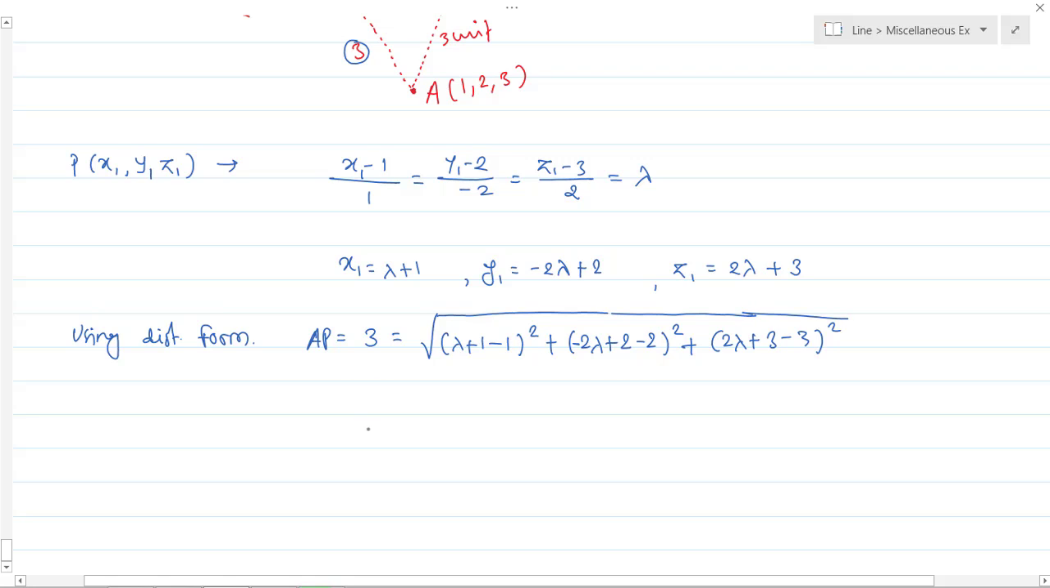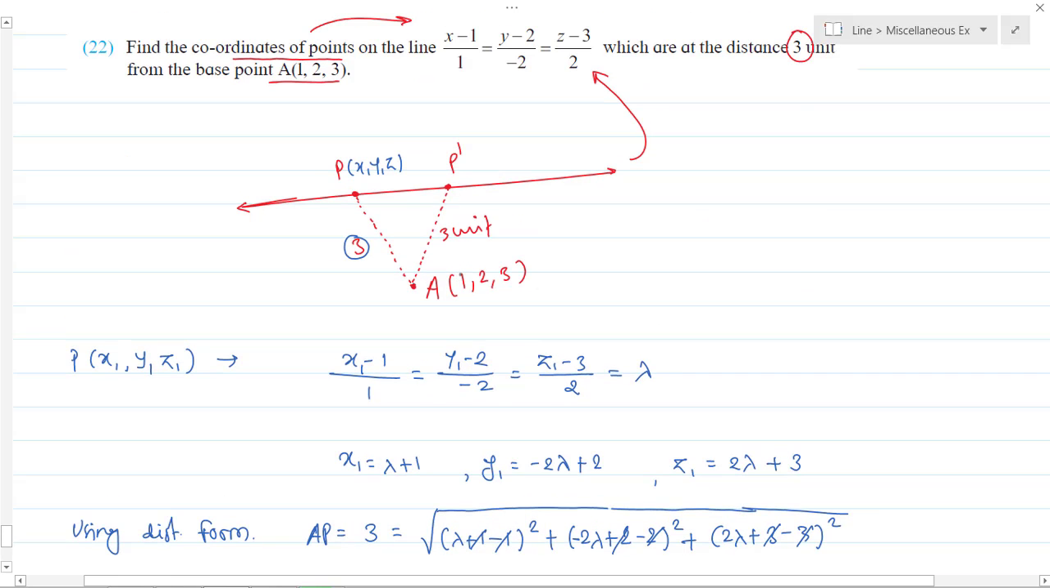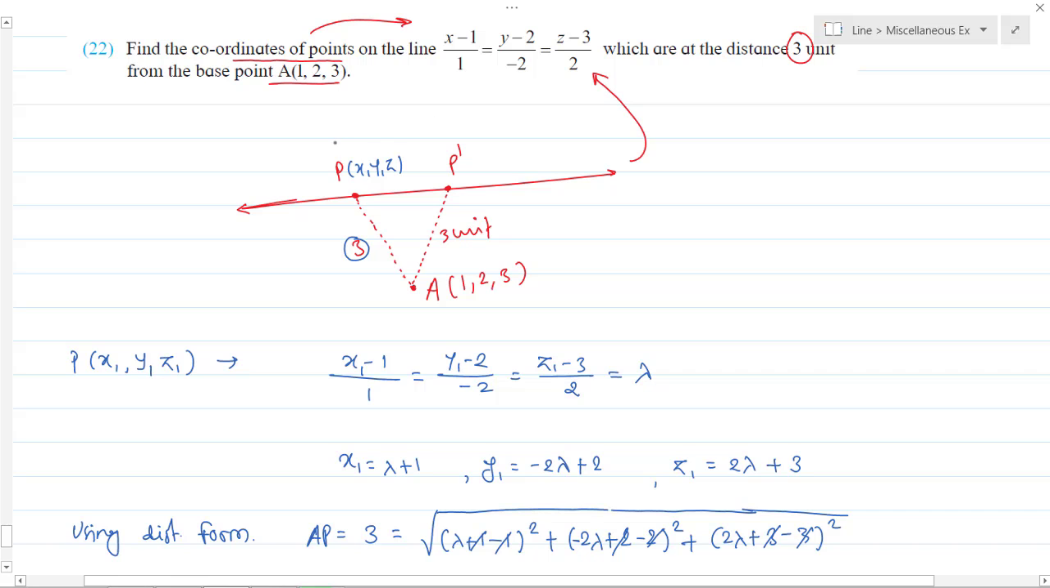Squaring on both sides, 9 equals this: plus 1 minus 1 cancels, plus 2 minus 2 cancels, plus 3 minus 3 cancels. So we get lambda square plus 4 lambda square plus 4 lambda square, which equals 9 lambda square. The 9 cancels, so lambda square equals 1. So lambda equals plus or minus 1. Because of this plus or minus 1, we are getting these two points: plus 1 for the first point and minus 1 for the other point.